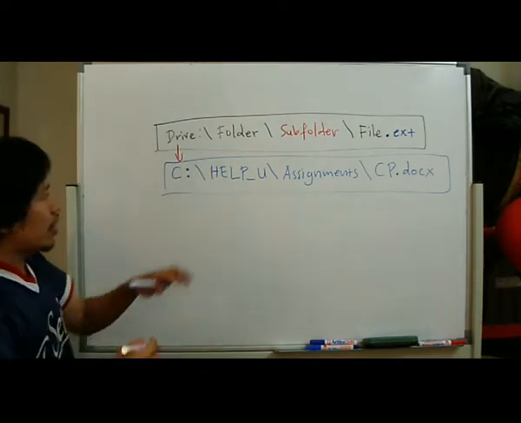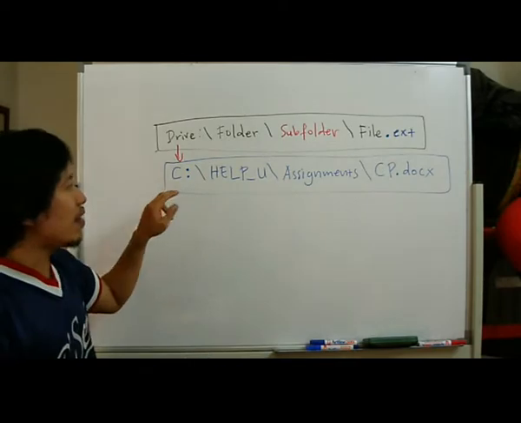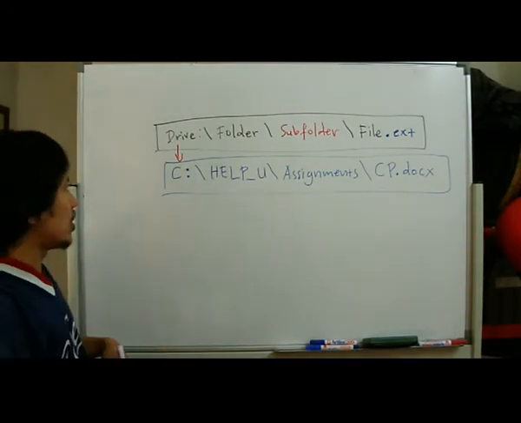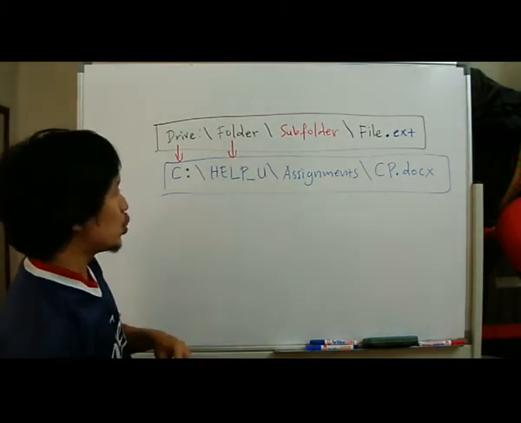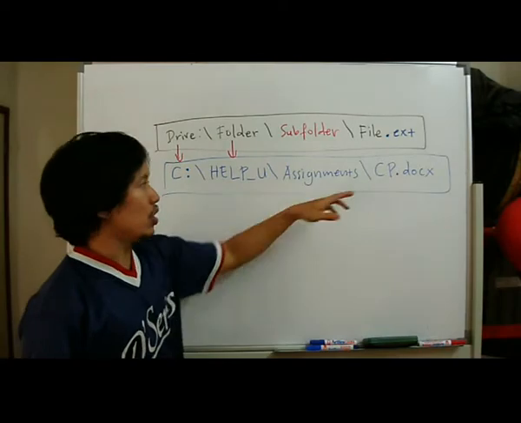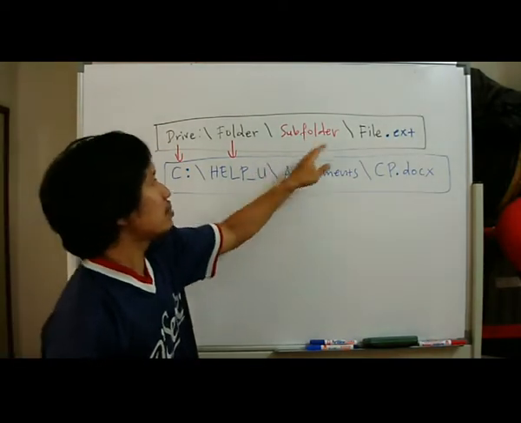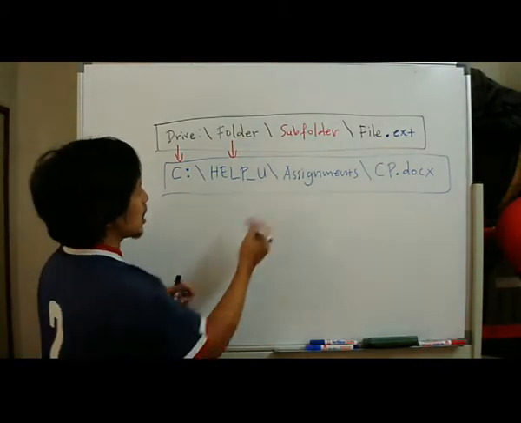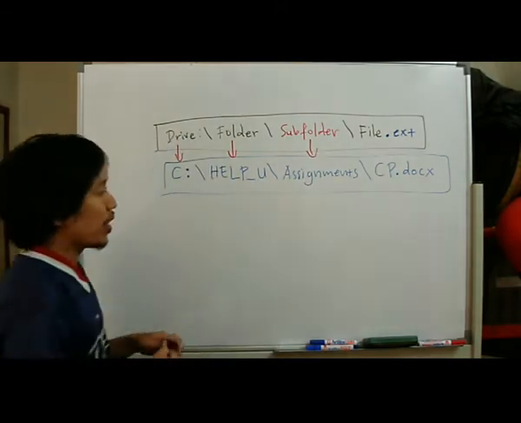Then you will have a folder. Of course, you can save your file straight in the drive, but it's not advisable because then you'll have too many things. Usually we have lots of things, so we have folders to help us manage. Some people choose to have subfolders, some people do not. You put it straight inside the folder, that works as well. Some people have subfolders within subfolders, that works as well. But in this particular case, I put subfolder in red because you can see it's somewhat optional.